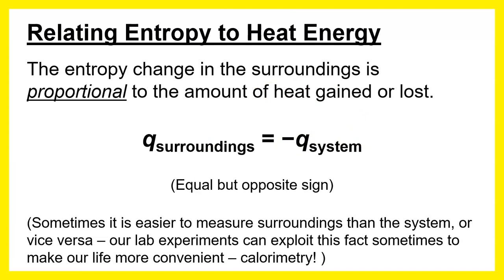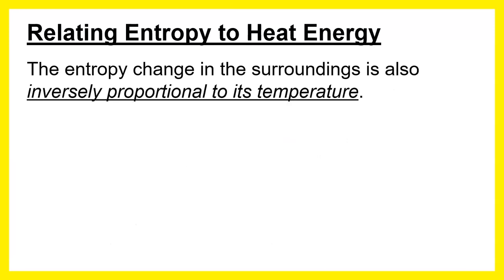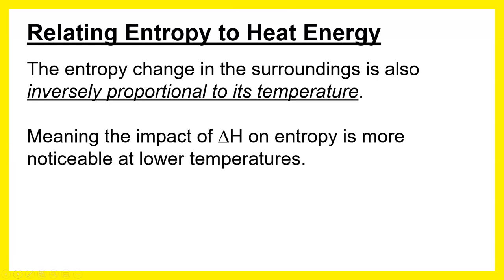We learned that in the thermochemistry chapter. Another part of this is that we need to understand that the entropy change in the surroundings is inversely proportional to the temperature. So what that means is that the impact of our enthalpy is going to be more noticeable at lower temperatures. If you're at a really low temperature and some heat is released, that's going to feel like a really big change. If you're at a hot temperature and a little bit of heat is released, it's not going to be as impactful.